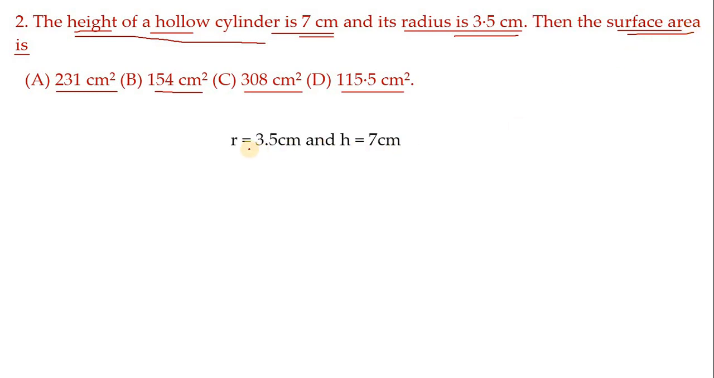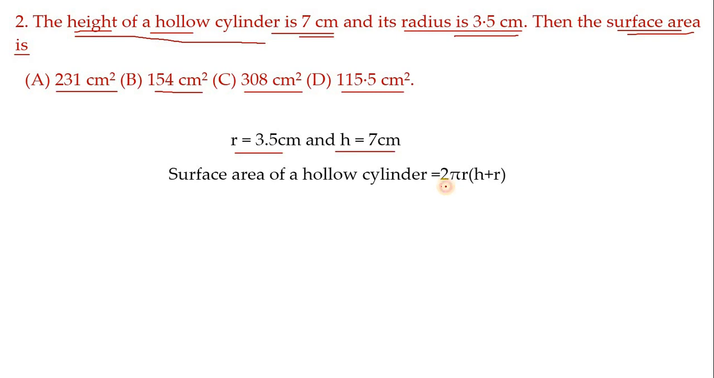Therefore, note down the given things: r is 3.5 and h is 7 cm. Take the formula, that is 2 pi r into (h plus r). Substitute the values. 2, write as it is. Pi value is 22 by 7, r value is 3.5, height is 7, and again r is 3.5.